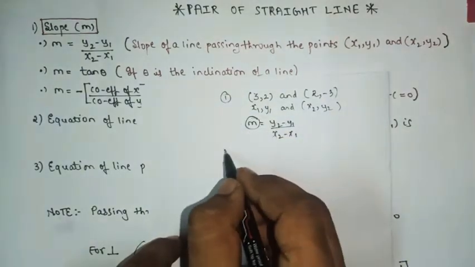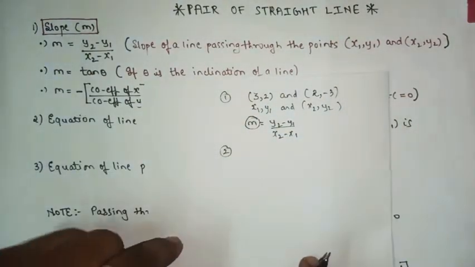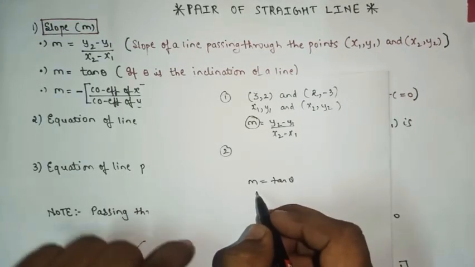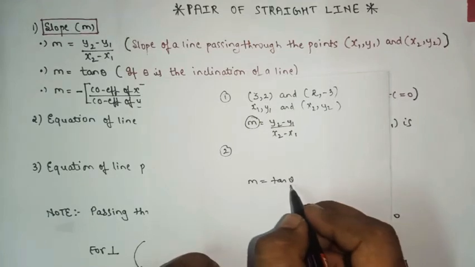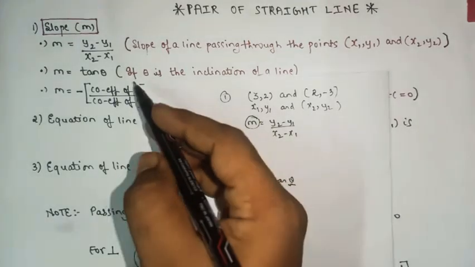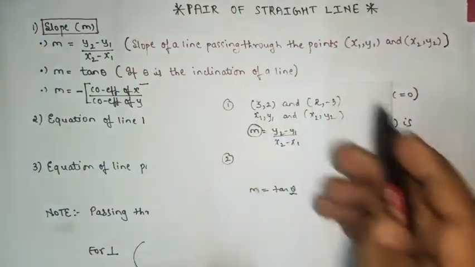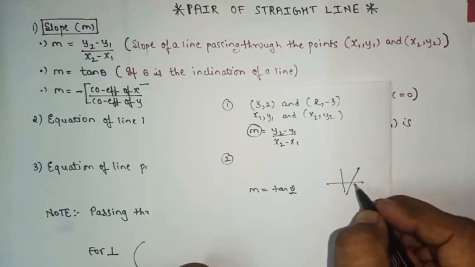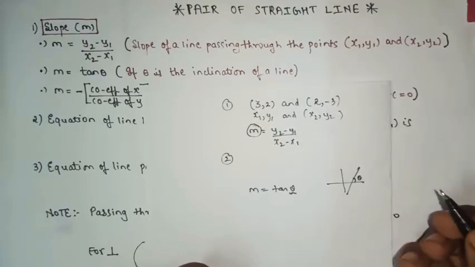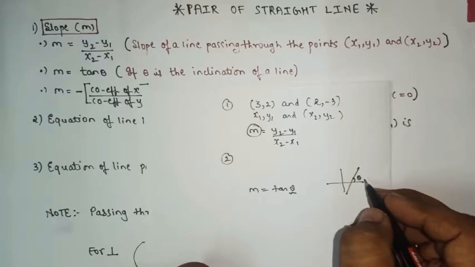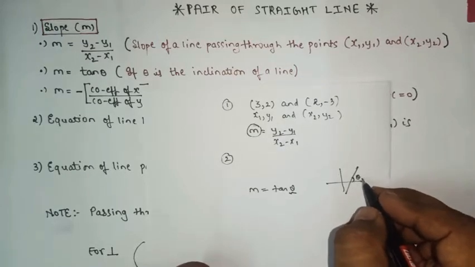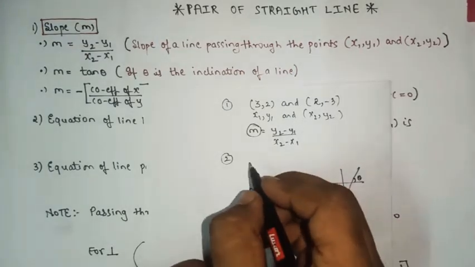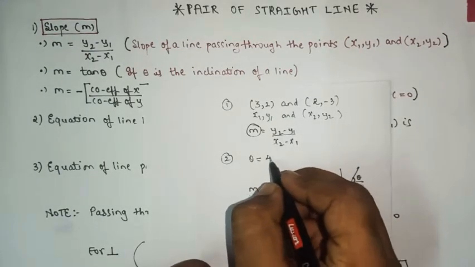Okay, now move on to the second one. What is the second formula? It is m equal to tan theta. So you will get the slope of the line when you have theta. Here theta is what? The inclination of the line. For example, suppose this is a graph, this is a line, and this line makes an angle theta. Suppose the angle is 30, 40, 60, anything. So here we'll take one example, theta as 45.